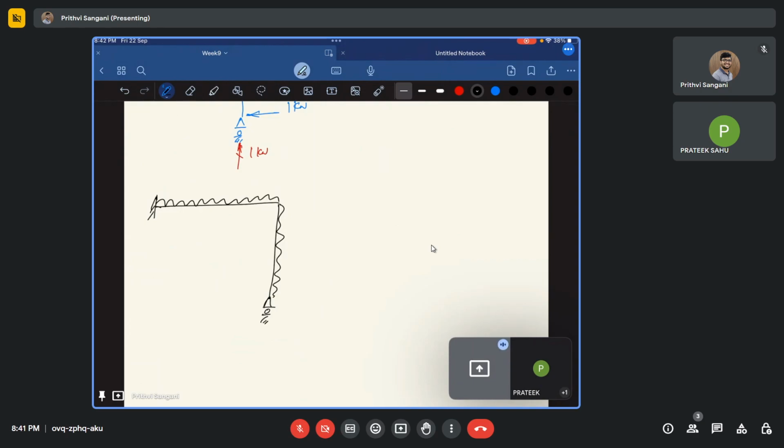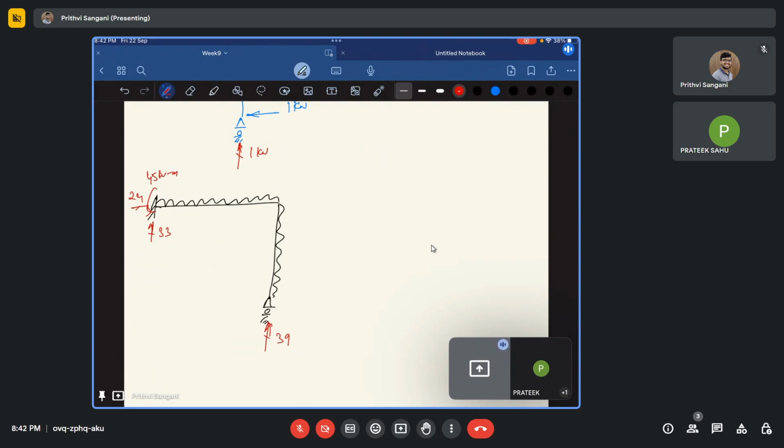This is my frame. What are the support reactions? We have already found them out. This is 30, this is 39, and this is 33. This is 24, and sorry, not this way. This is 45.